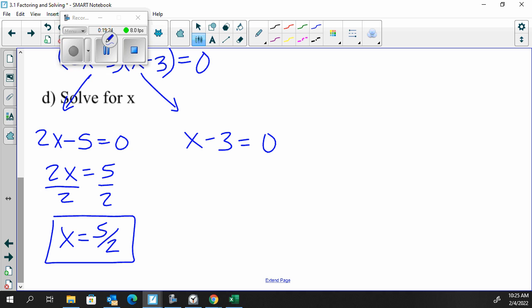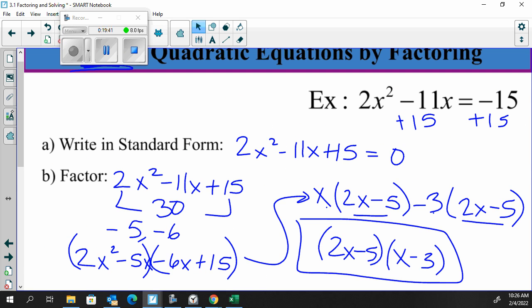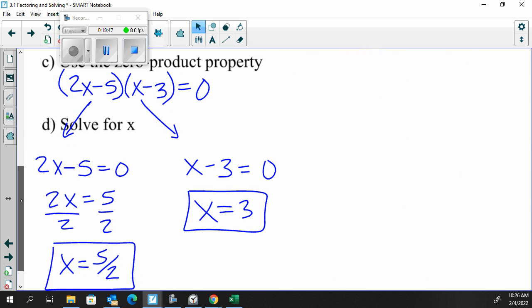So there's one of my x-intercepts. This one's really easy to solve. Add 3, you get x equals 3. There's the other x-intercept. So these are the 2 points where this parabola crosses the x-axis. And I was able to find that by getting everything on the same side, factoring this thing, setting the two factors equal to 0, and solving them for x, and then we're done. And that's it.